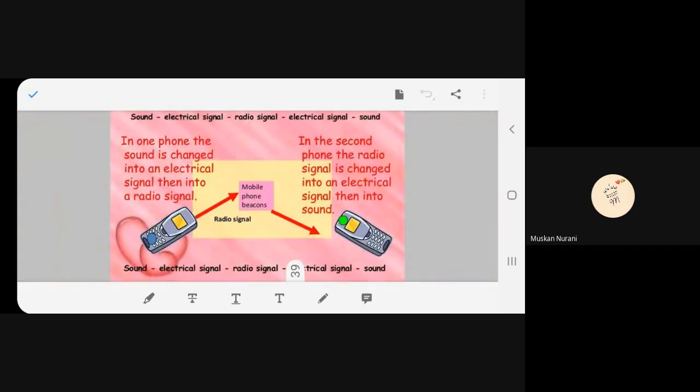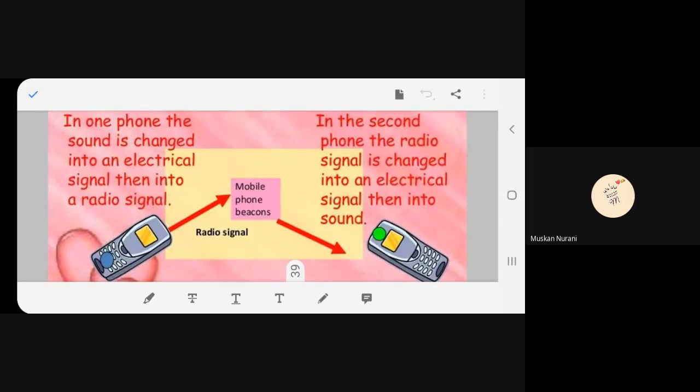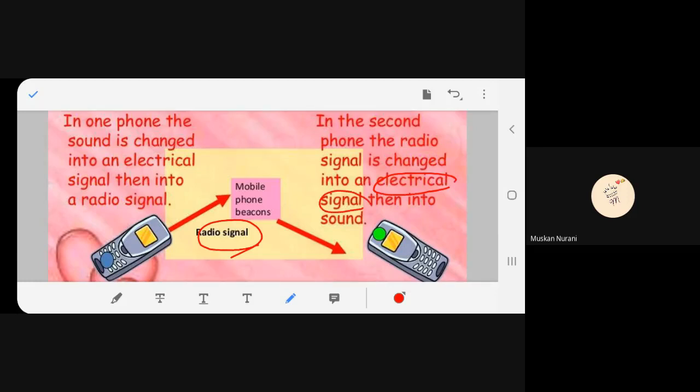So, what you see over here, this is mobile phones, right? Now, in this one, the sound is changed into electrical signal, and then it changes to radio signal. And then this radio signal changes to electrical signal, and then that electrical signal changes to sound. This is how, when I'm talking in my cell phone and you are receiving my sound in your cell phone, this is what is happening.